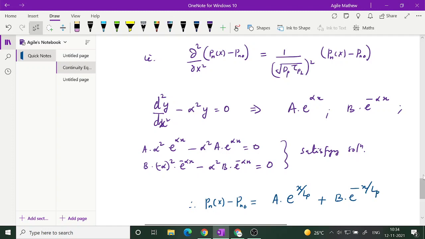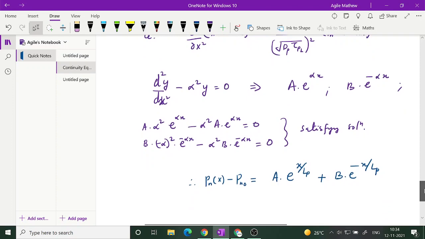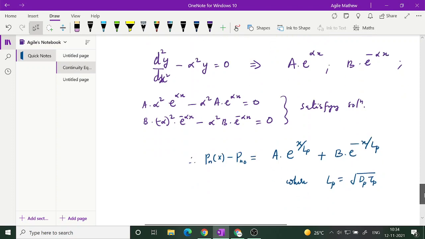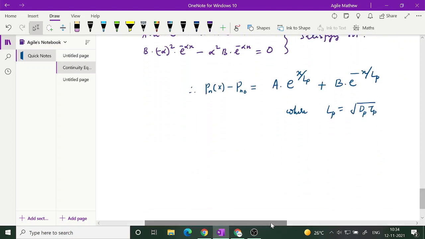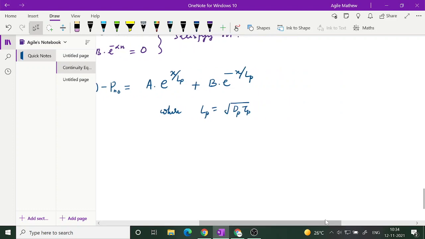Now what is LP? LP is the square root of dp tau p. Now let's look at the dimension, and if it turns out to have a dimension of length, then we are justified in using a symbol that denotes length. So there is a square root, and dp, what is the unit of dp?